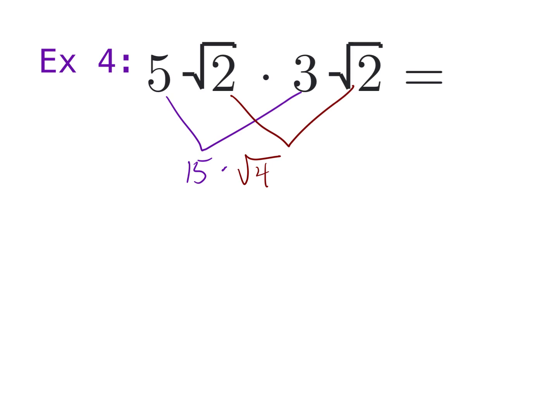Okay, now we have to see if this can simplify some more. 15 can't simplify anymore, so just bring it straight down. Square root of 4. What does that simplify to? 2. Square root of 4 is just 2, right? Once again, that's a perfect square. So it's 15 times 2. What's 15 times 2? 30.